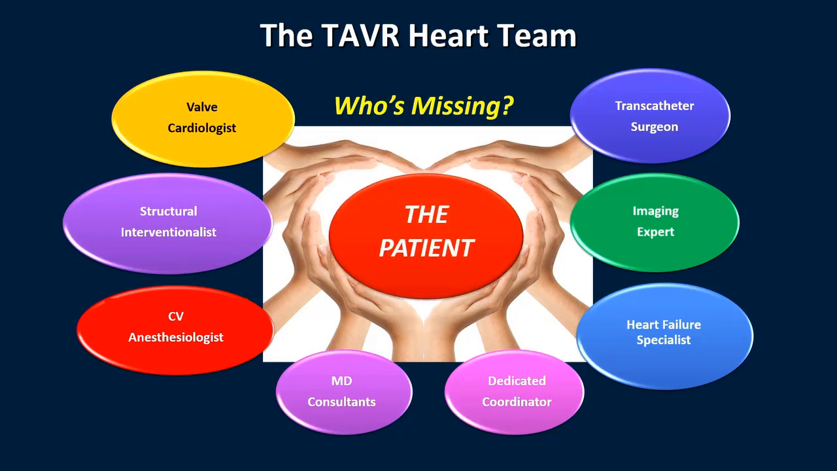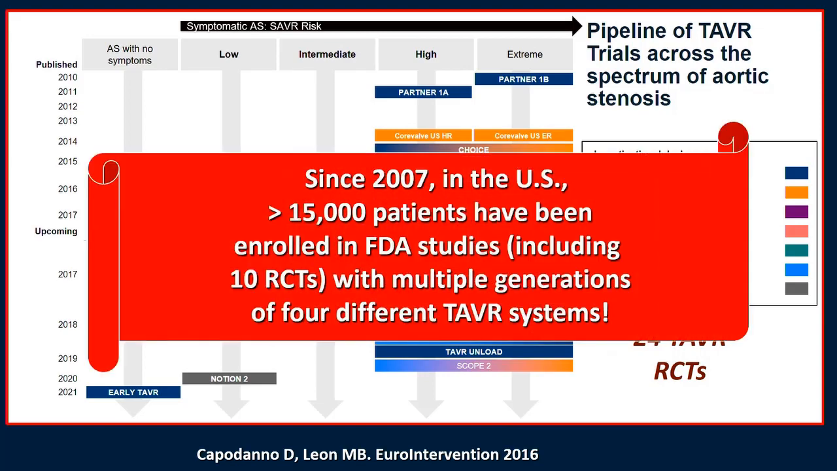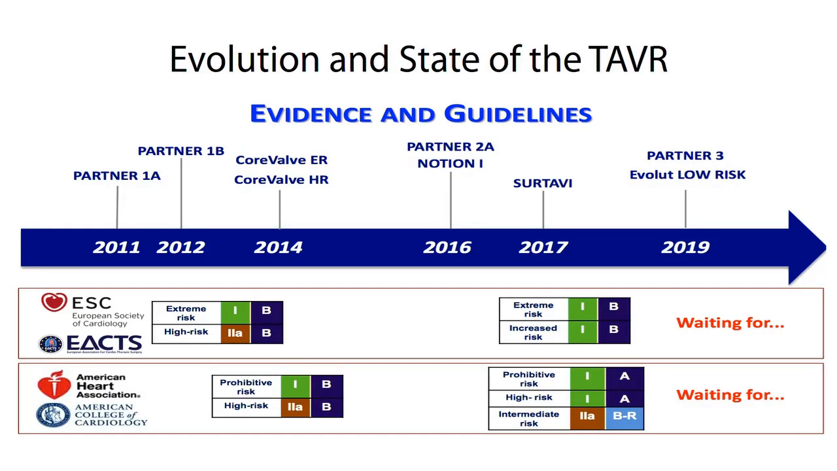What are we looking at for the patients, and again, we did realize that there is a lot of data that has been done so far in the arena. And this is since 2007. In the US alone, there are more than 15,000 patients that have been enrolled in FDA studies. 10 of those are randomized clinical trials with multiple generations of 4 different TAVR systems. And these studies continue to evolve and are ongoing, and they are the ones that dictated the guidelines.